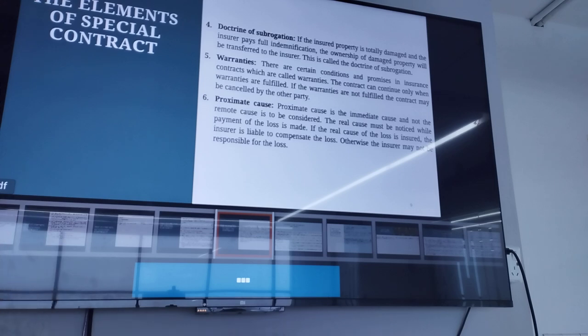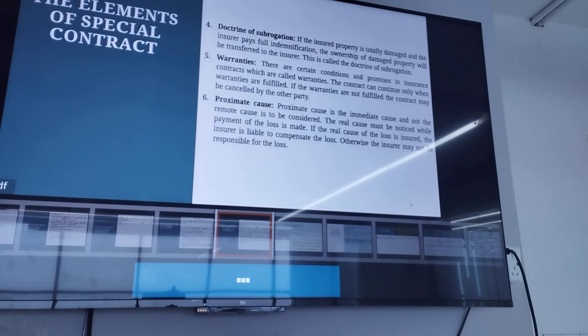For special contract, এটা দেখেন: doctrine of subrogation, warranties, proximate cause. If the insured property is totally damaged and the insurer pays full indemnification, the ownership of damaged property will be transferred to the insurer. This is called the doctrine of subrogation.